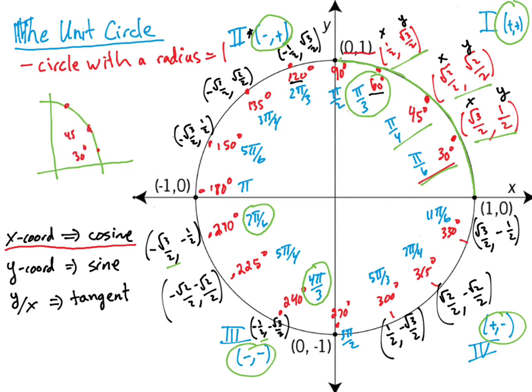So 30 degrees, 45 degrees, 60 degrees. This is pi over 6, pi over 4, pi over 3. And then they write out what the coordinates are for each of those. If you can get that down in the first quadrant, then hopefully you can see logically how everything maps around the rest of the circle.